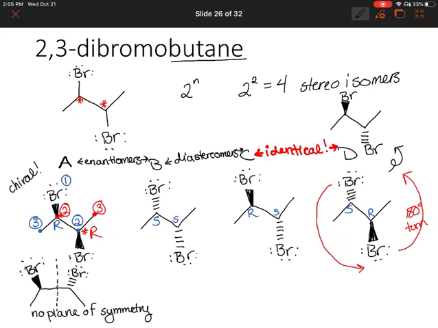Now let's check molecule B. Let's see what that would look like. So the first bromine stays the same. We're just going to rotate the second bromine up. So initially it's in a dashed position, but if we rotate it upwards, it will be in a wedge position. So again, we don't have a plane of symmetry there, so that is also chiral.